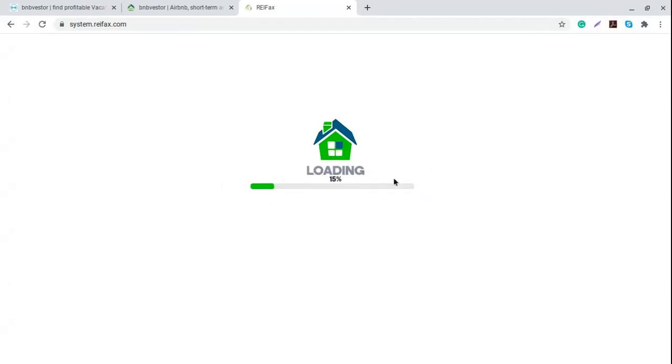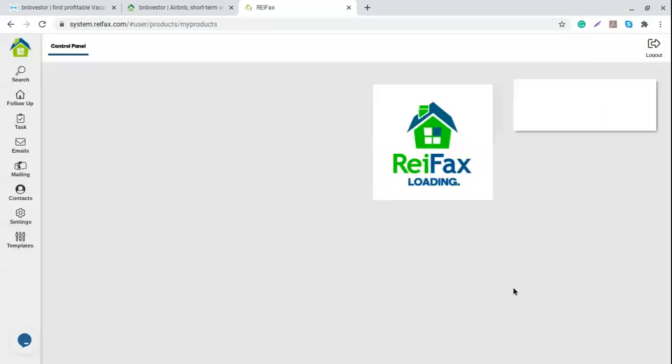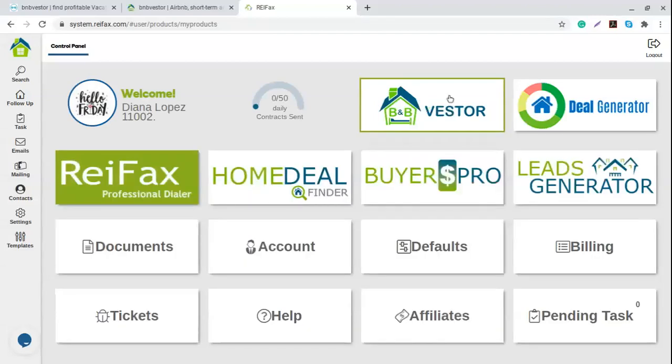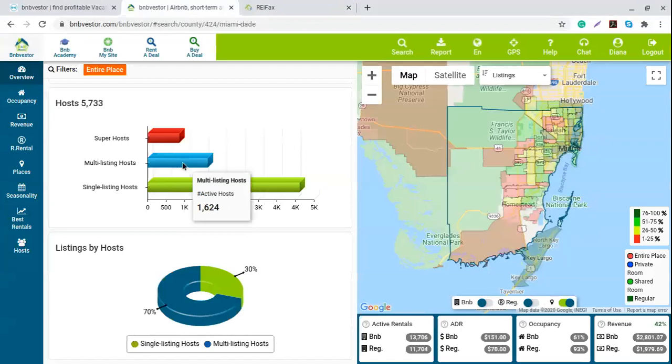Let's wait for this to show. Come on, go fast. This is my Wi-Fi, so sorry. Okay, right here, see? Click on B&BVestor in your control panel, and that will take you to this website. Now in this website, just click on login, and then you will enter your B&B account. So you do have access. If you have ReFX, you have access to B&BVestor and Deal Generator. I hope that answered your question, Randy. You're welcome. I don't see any other questions, so let's go on.